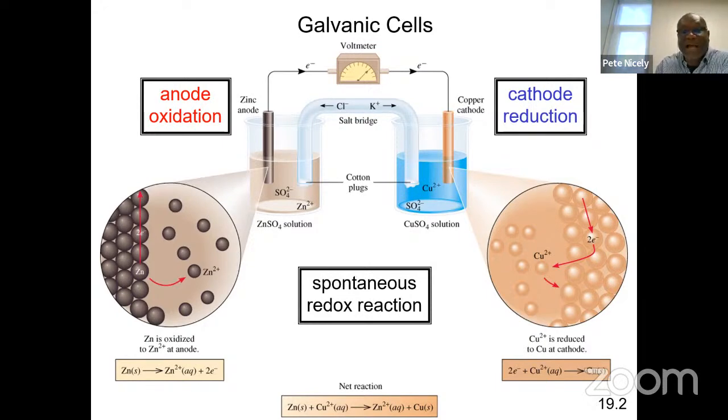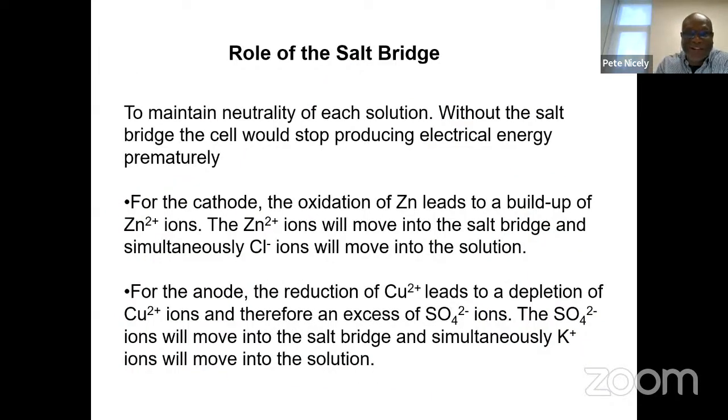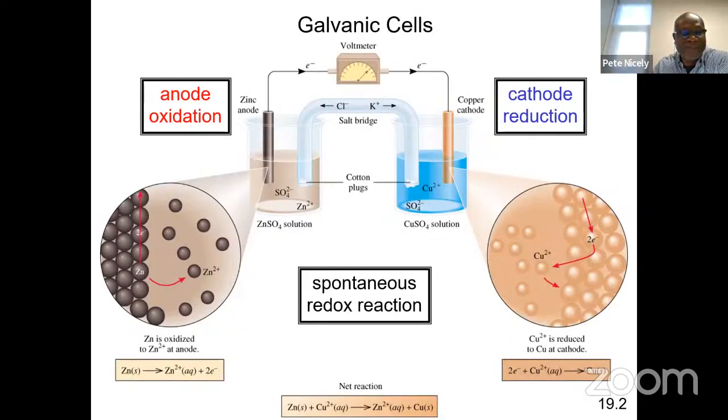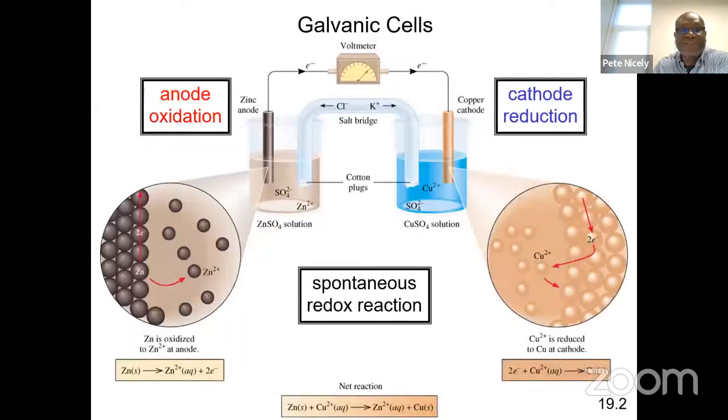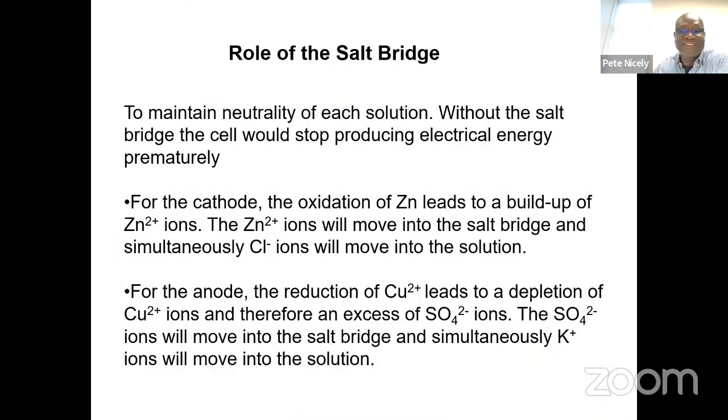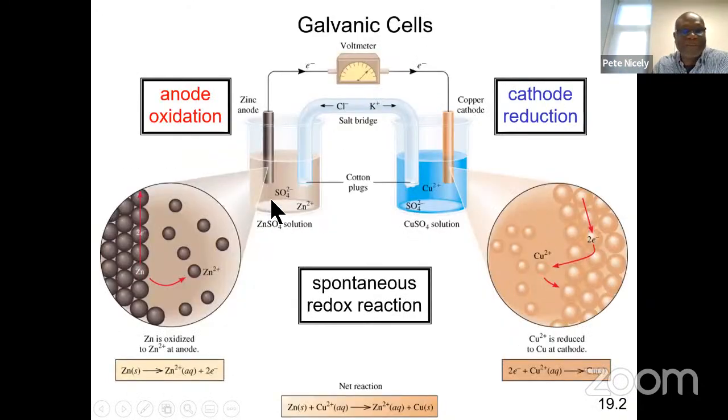So the next slide is basically describing what I talked about in terms of the role of the salt bridge. As I said before, in the case of the cathode, there will be a buildup of zinc ions as the zinc is converted to zinc ions, and therefore the zinc ions will move up into the salt bridge and the chloride ions will move simultaneously into the solution. And then as far as the anode is concerned, actually, I think I have the terms confused here, right? So actually, hold on. Oh, yes.